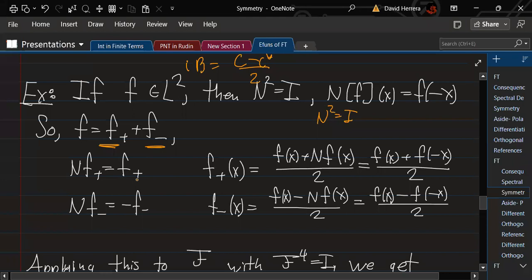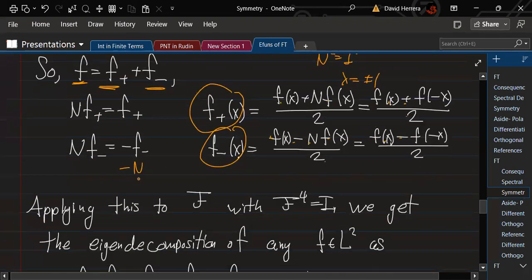So what is f plus? You get it by averaging over the orbit of N. So you do f plus Nf over 2. And that is just f of x plus f of negative x over 2. For f minus, you average over the orbit of negative N, because N squared is 1, so the eigenvalues are plus or minus 1. So f minus is f minus Nf over 2, and that's just f of x minus f of negative x over 2. And this is going to give me an even part of f in some sense, and then an odd part. So you took any function, and I broke it up into even and odd. The symmetry is what really got me to be able to break it up like that.